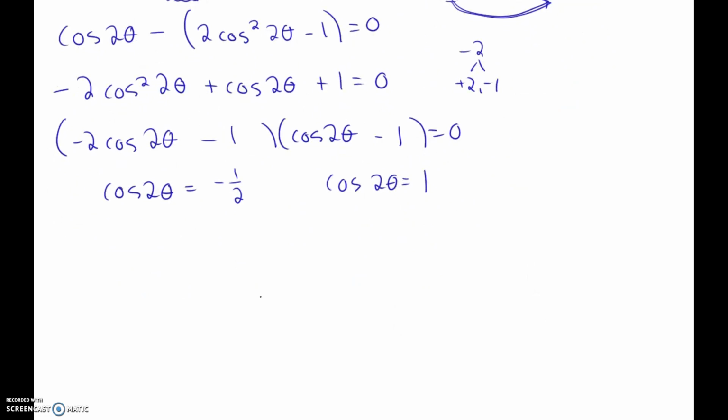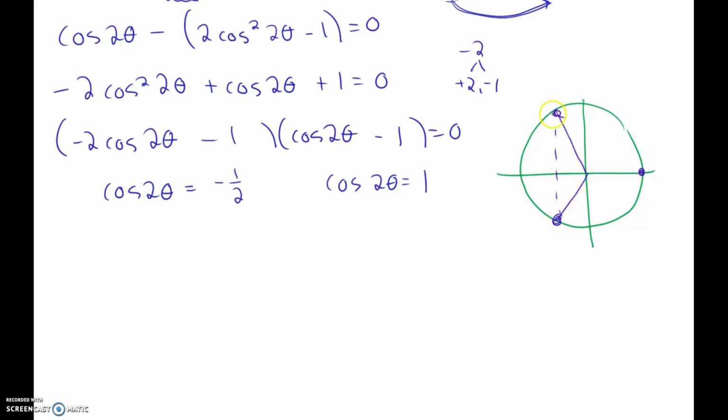All right, unit circle time. So the cosine is the x-coordinate. The x-coordinate is equal to a positive 1 here. And it's equal to a negative 1/2 here and here. So we kind of get those three solutions that are 120 degrees apart.